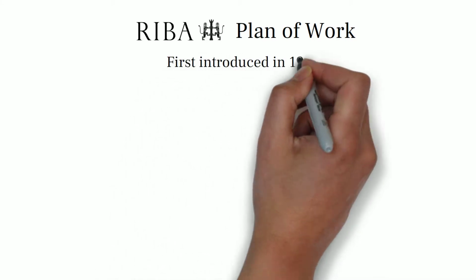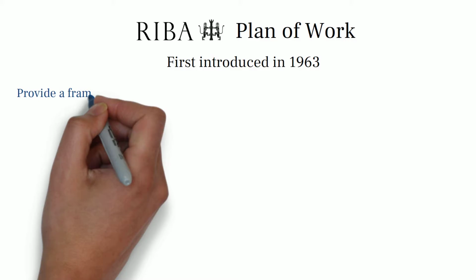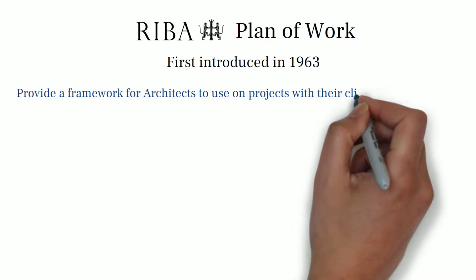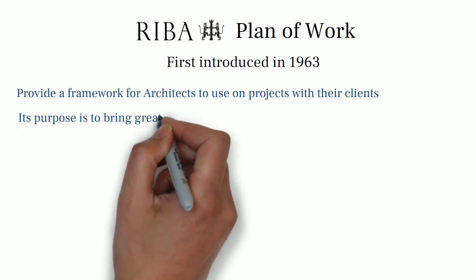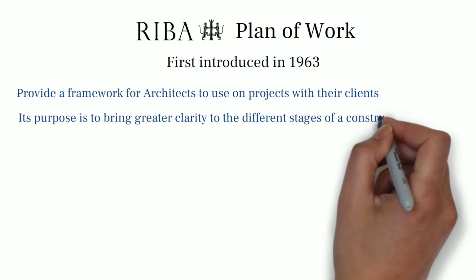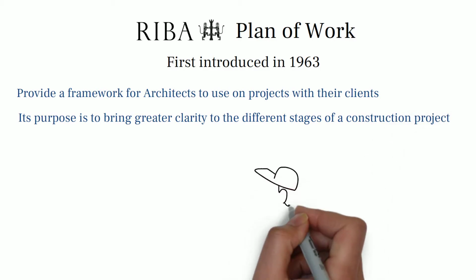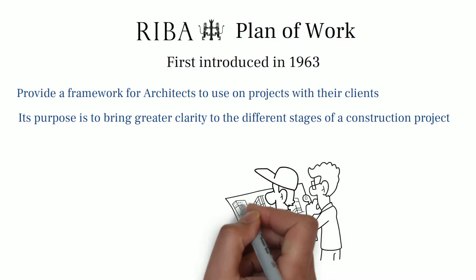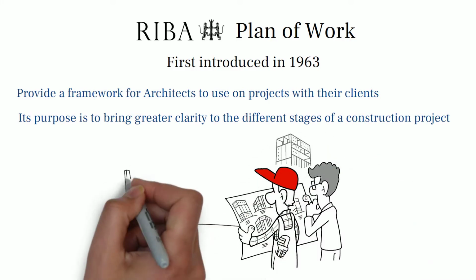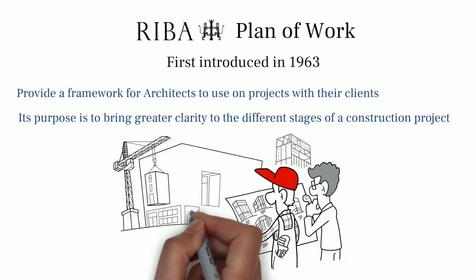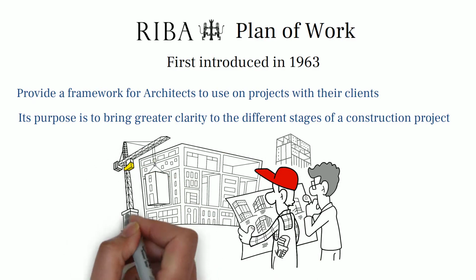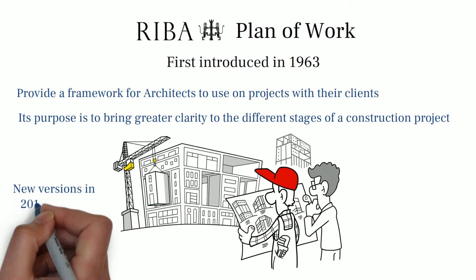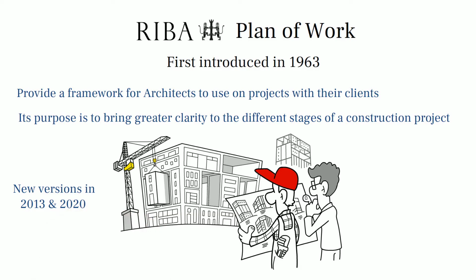The RIBA Plan of Work was introduced in 1963 to provide a framework for architects to use on projects with their clients. Its purpose is to bring greater clarity to the different stages of a construction project. Over the years, it has evolved and been updated to reflect the changing trends in project approaches. The RIBA Plan of Work has proved to be an extremely popular and highly regarded framework and has become an industry-wide tool used by all types of construction professionals and companies. The first major overhaul of the Plan of Work was conducted in 2013 and again in 2020.